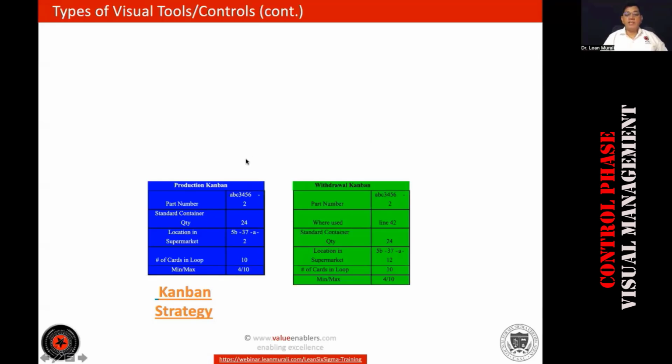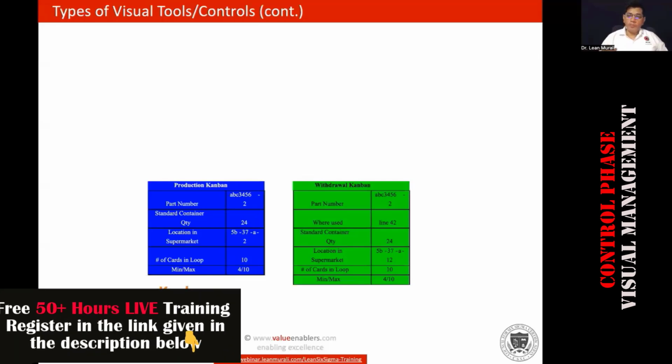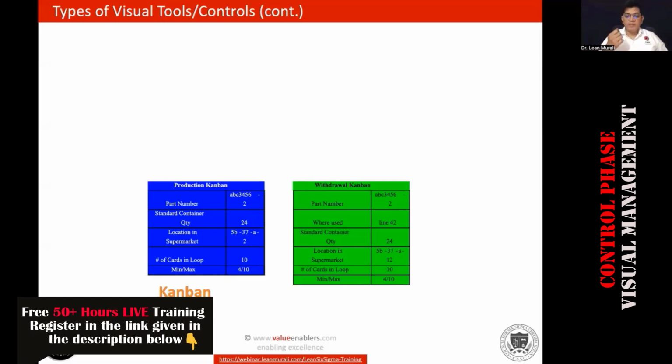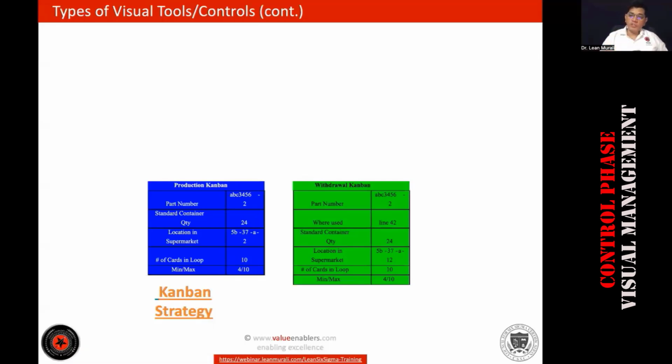So the Kanban strategy is you have a card which will tell you what parts to be taken, how much quantity to be taken, when it has to be taken. And accordingly, there is something called production Kanban. There is a withdrawal Kanban. This is also a sort of visual tool, but this is not the scope of this webinar. So I'll explain about Kanban in detail later.